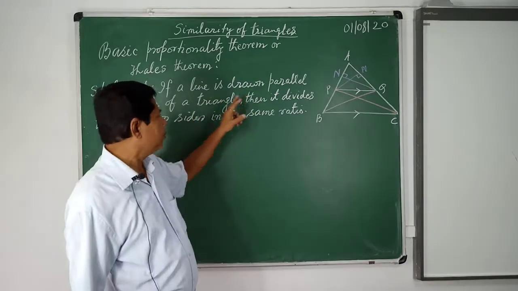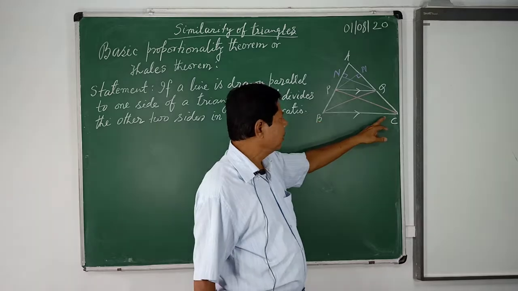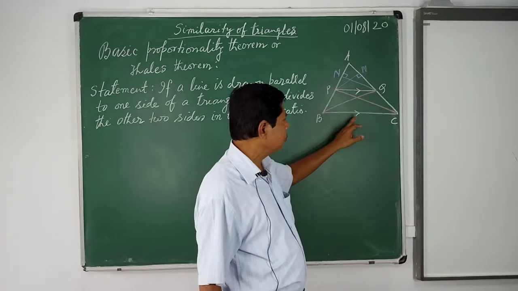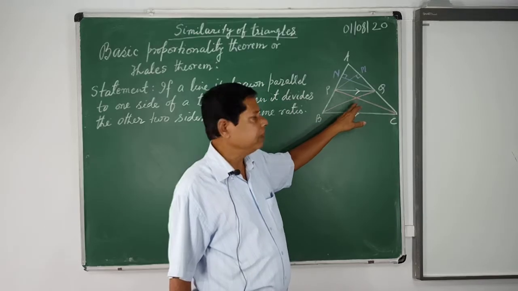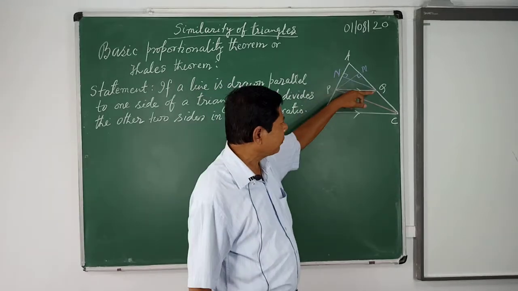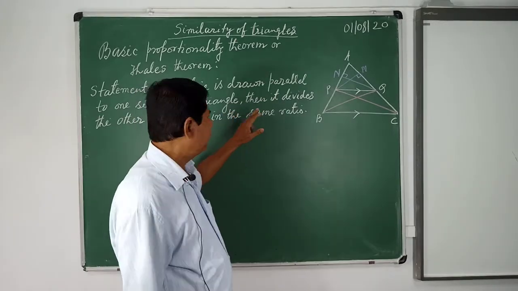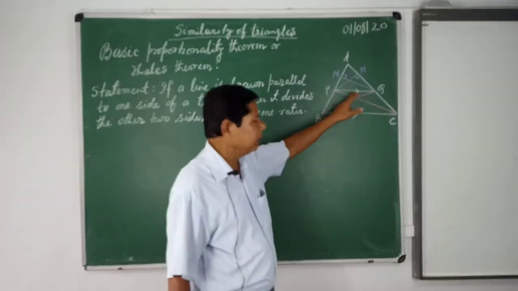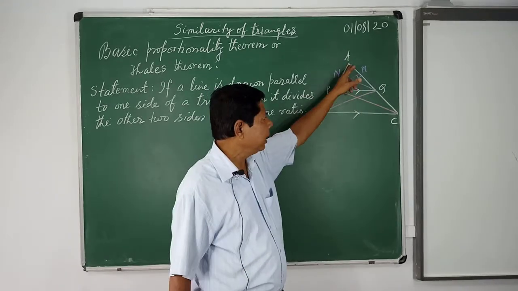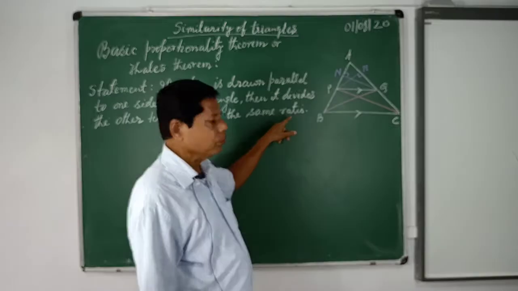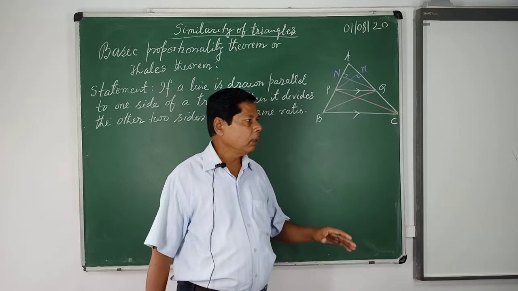If a line is drawn parallel to one side of a triangle. So this is the triangle ABC. A line PQ is drawn parallel to one side, that is BC. It is shown by arrow mark, that means they are parallel. So this line is drawn parallel to one side BC. Then according to the statement, it divides the other two sides, AB and AC, in the same ratio, or in the same ratio we call it proportionally. They are the same thing.